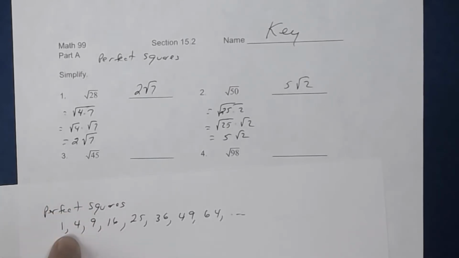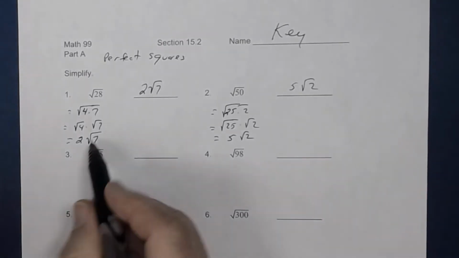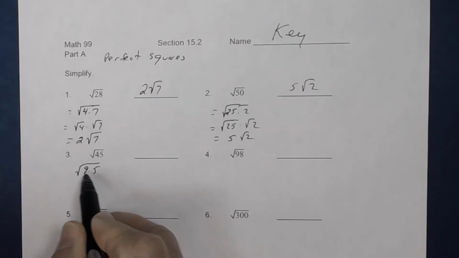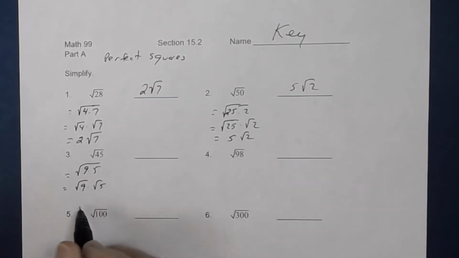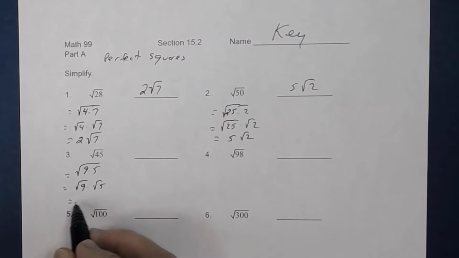These are the only 2 perfect squares that go into 45 evenly. And so we're going to use the largest one, 9. So I'm going to write this as the square root of 9 times 5, okay? Then I'm going to rewrite this as the square root of 9 times the square root of 5. The square root of 9 is 3 because 3 times 3 is 9, right? So the square root of 9 is 3.